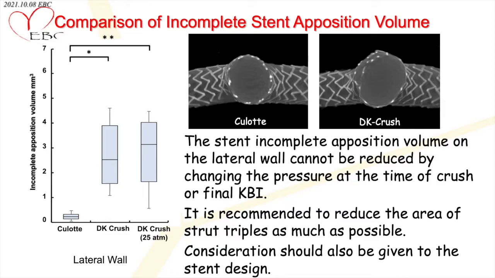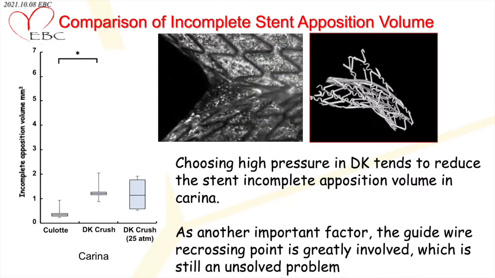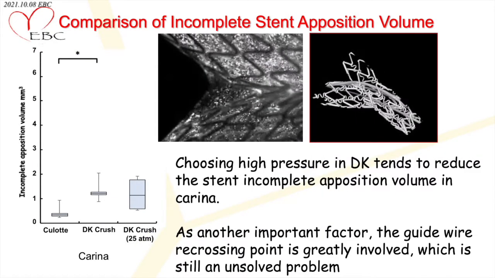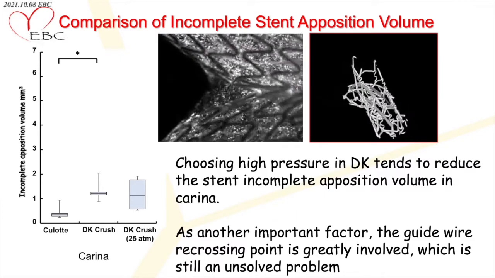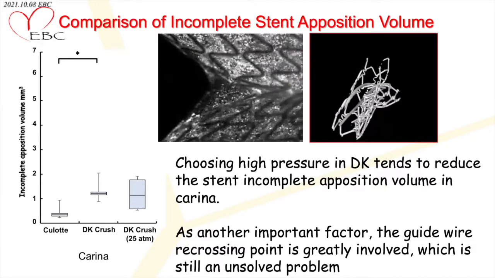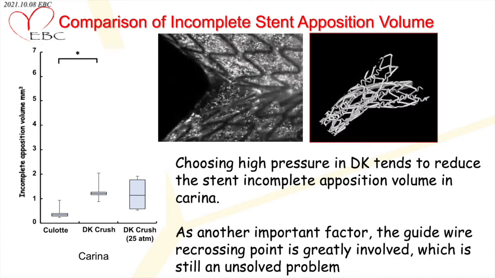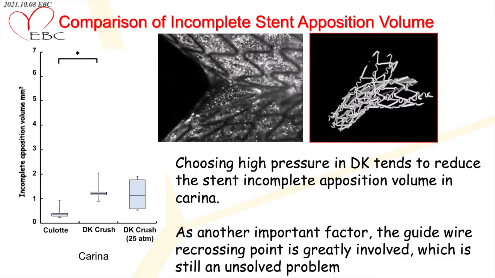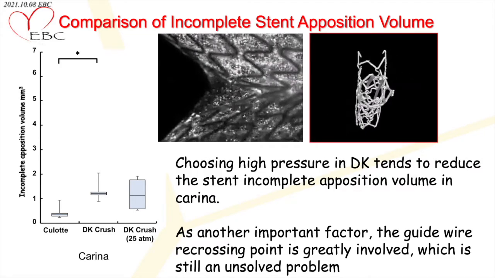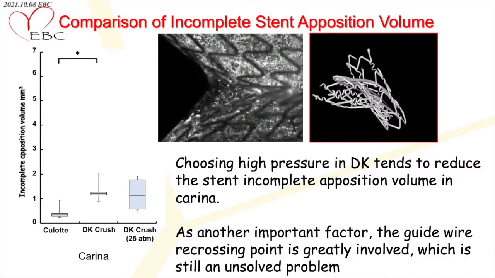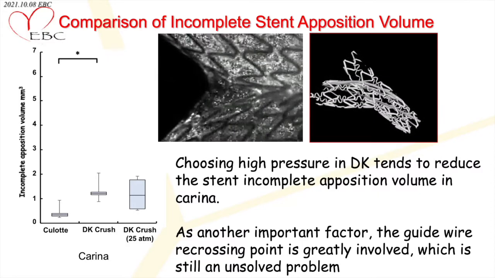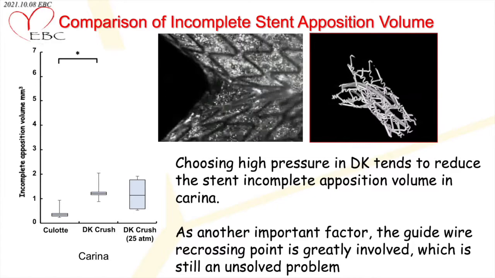Consideration should also be given to the stent design. Choosing high pressure tends to reduce the stent incomplete apposition volume in carina. As another important factor, the guide wire recrossing point is greatly involved, which is still an unsolved problem.